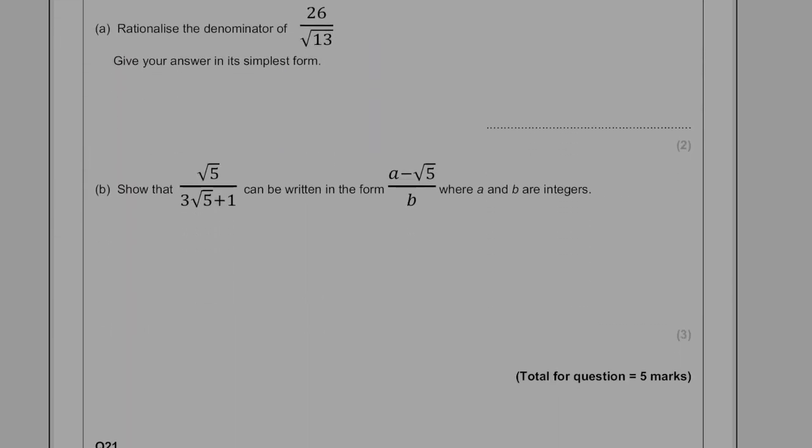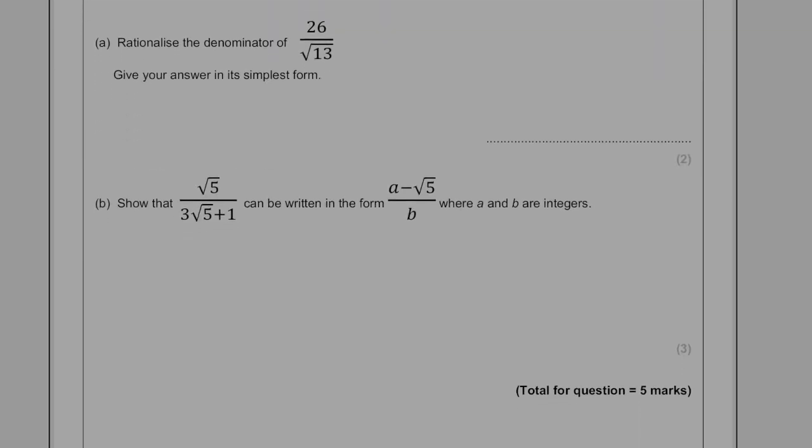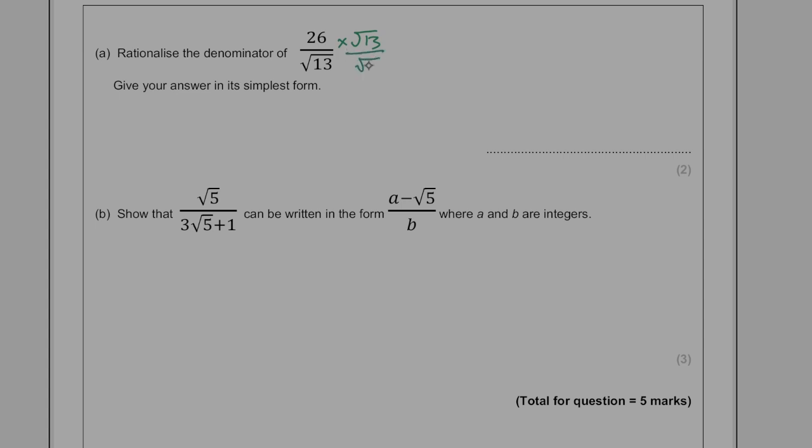Right. Question 20. So rationalize the denominator. To rationalize the denominator, I'm going to times through by root 13 over root 13. So that is going to give me 26 root 13 divided by 13. And then 26 divided by 13 is 2, so that's just going to be 2 root 13.